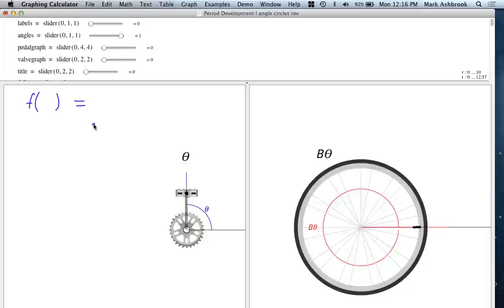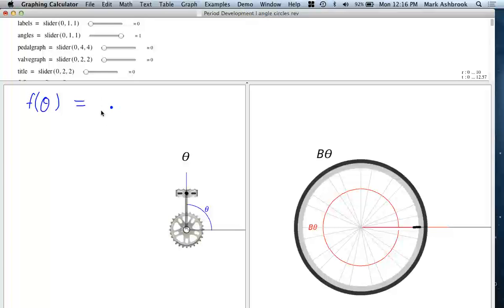We're going to call that function f. It outputs, again, this is number C at the bottom of 279, the horizontal distance of the pedal from the vertical diameter in radius lengths as the pedal rotates theta radians. What function is that? What's my input quantity? And what rule on theta will give us horizontal distance?